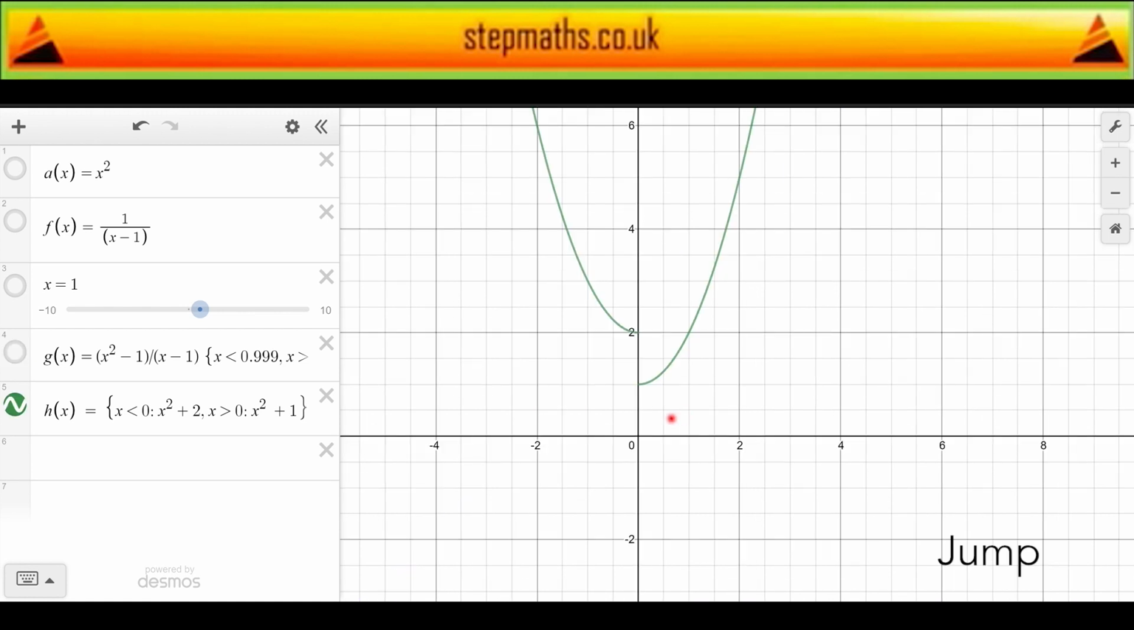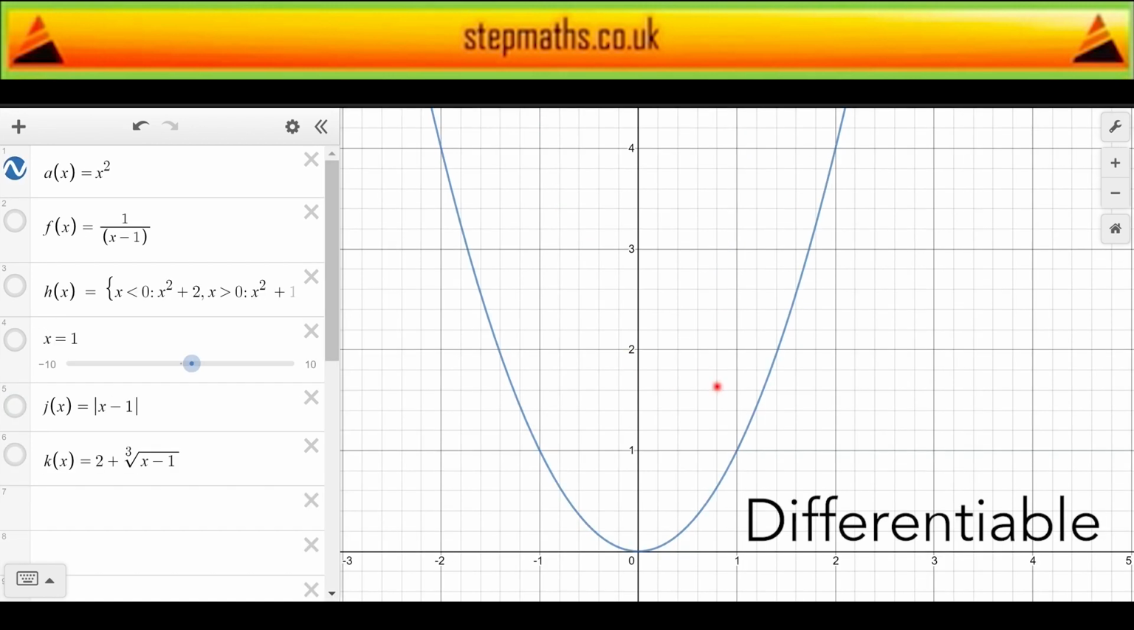And finally, what does a jump look like in the graph? Well, it looks just like this here. You can see there's a jump between the two lines. So this function here, we've decided that for x less than 0, the function is going to be x squared plus 2, and for x bigger than 0, we've let our function be x squared plus 1. So you can see at x equals 0, it jumps down to this graph here.